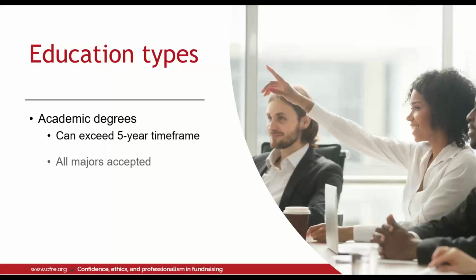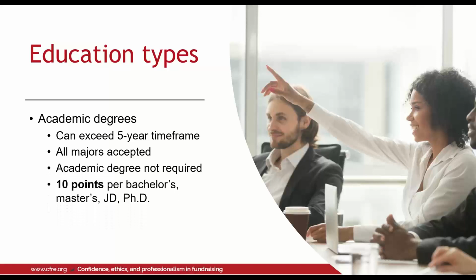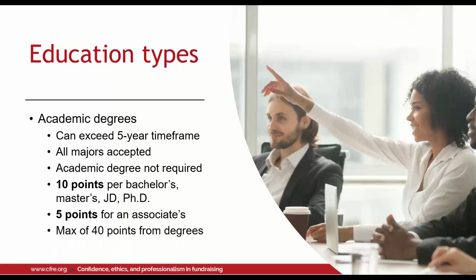Okay. Now, all majors are accepted. If you have a bachelor's in Spanish from 1989, it's going to count. If you have a computer science master's from 2002, it's going to count, right? Any year, any major is going to qualify under this academic degrees section, okay? And you will earn 10 points per bachelor's, master's, JD, or PhD, and 5 points per associate's degree. We can only take up to 40 points from degrees.